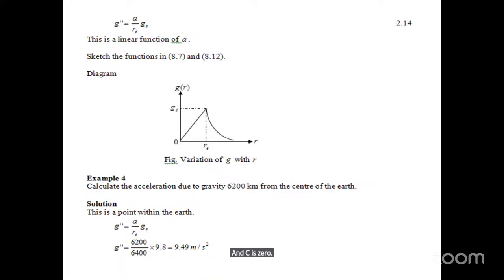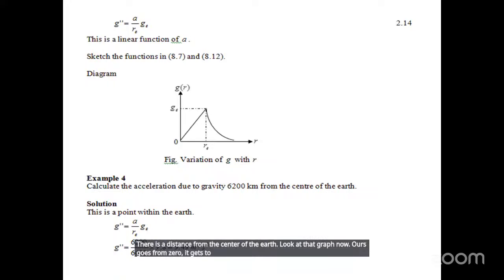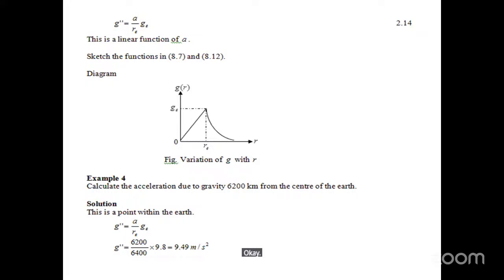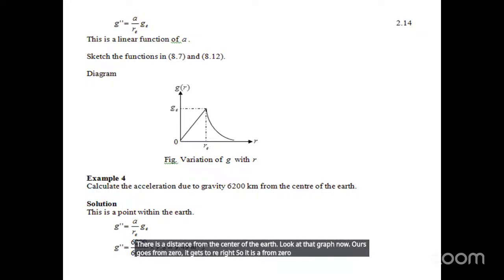In other words, a is the x-axis. a is the distance from the center of the Earth. Look at that graph now. r goes from 0 and gets to R_E, right? So it is a from 0 to R_E.